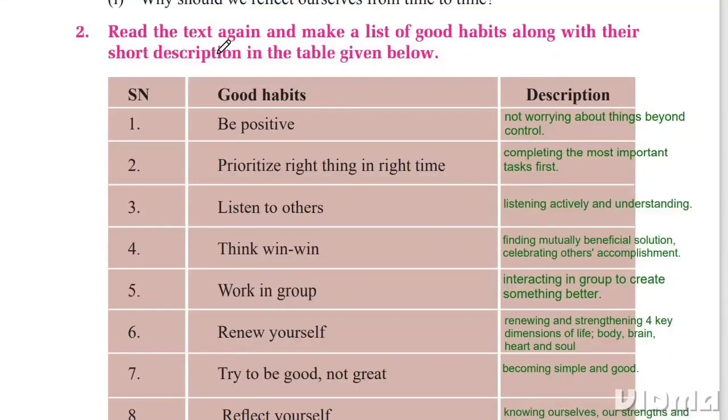Read the text again and make a list of good habits along with their short description in the table given below. Good habits are already given, we have to describe it shortly. Okay, first one, the good habit. 1. Be positive. What does it mean? Not worrying about things beyond control. Prioritize the right thing at the right time. Completing the most important tasks first. Doing the most important things first.